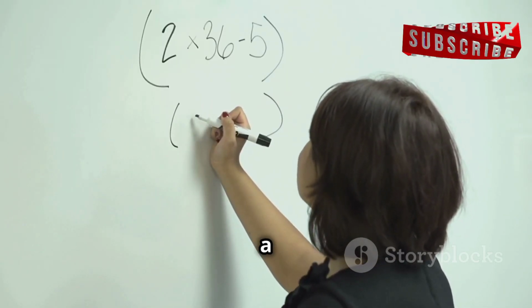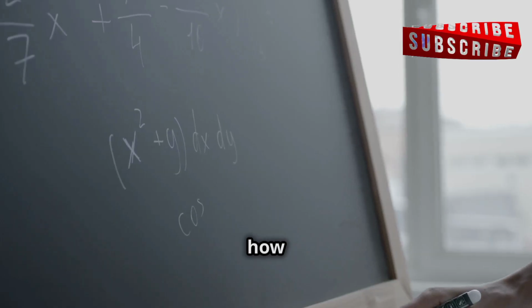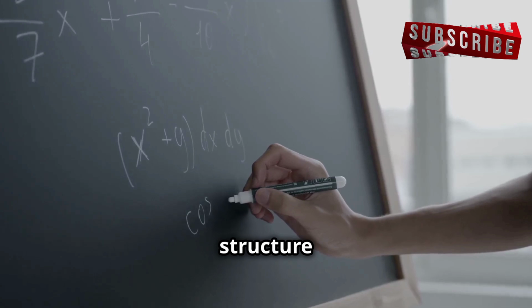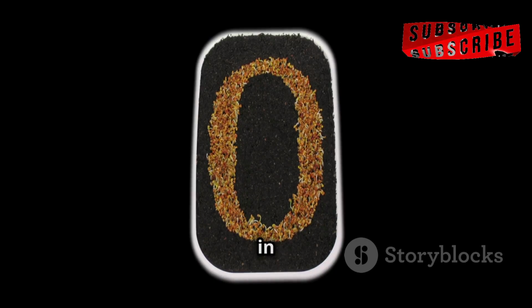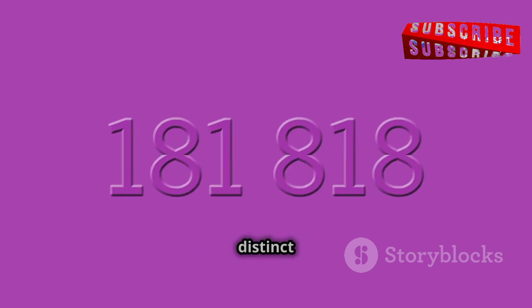The real line is like a map of the numerical world, stretching infinitely in both directions. Let's learn how to navigate it, understanding its structure and significance. 0 sits in the middle of the real line, serving as a crucial reference point. It acts like a central landmark, dividing the line into two distinct halves.